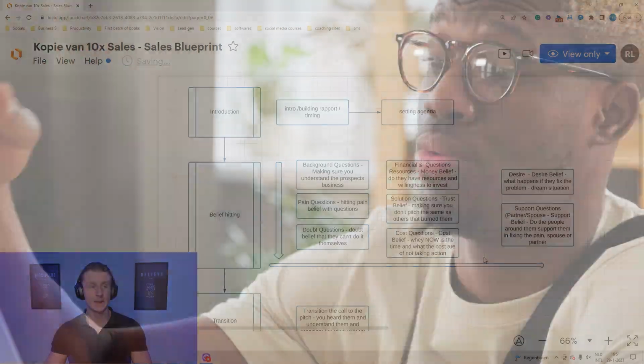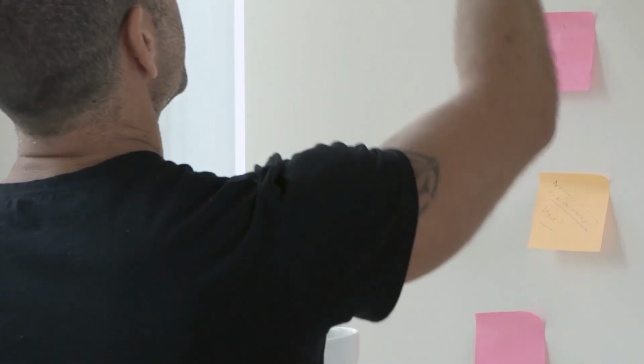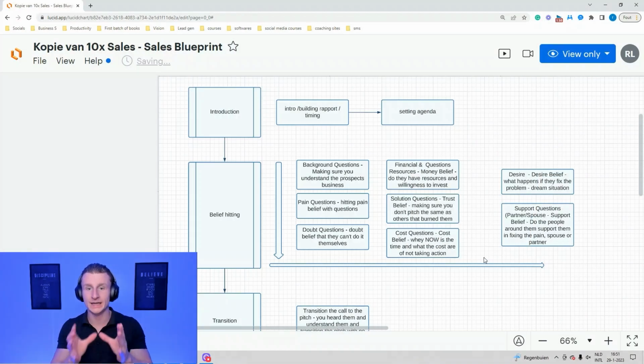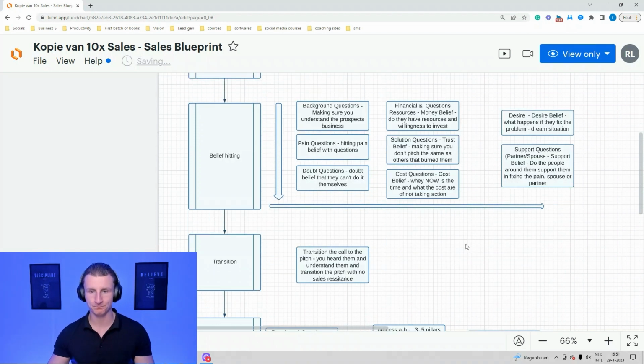The same goes with the cost questions. Like if they don't understand why it's important to act now, then they might want to do it in 2 months or 3 months or 4 months. And so by hitting these questions and by hitting these beliefs, you will eventually have less objections to handle at the end of the call. And that's why it's extremely important to ask all of these questions in order to make sure they have the right beliefs in order to buy.